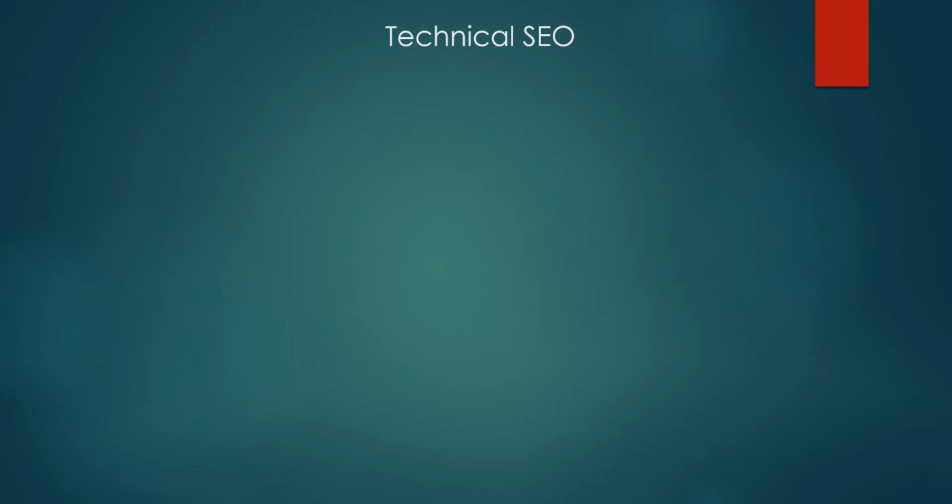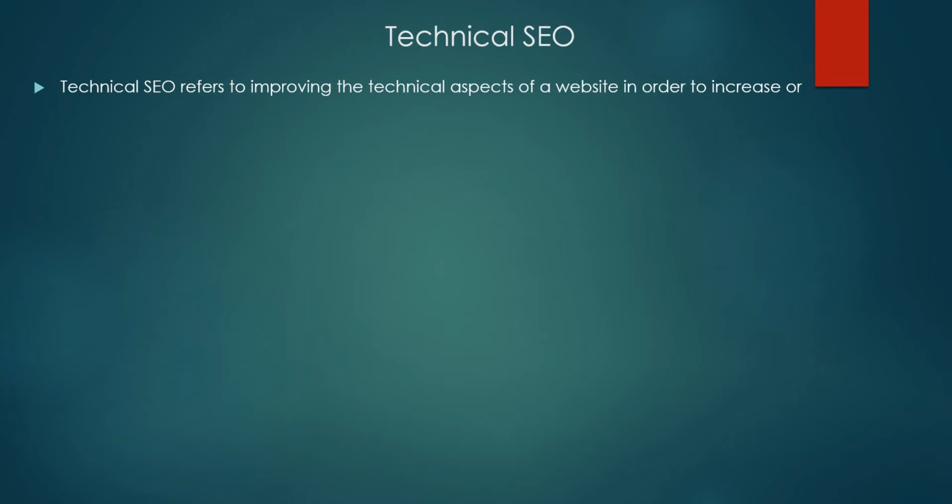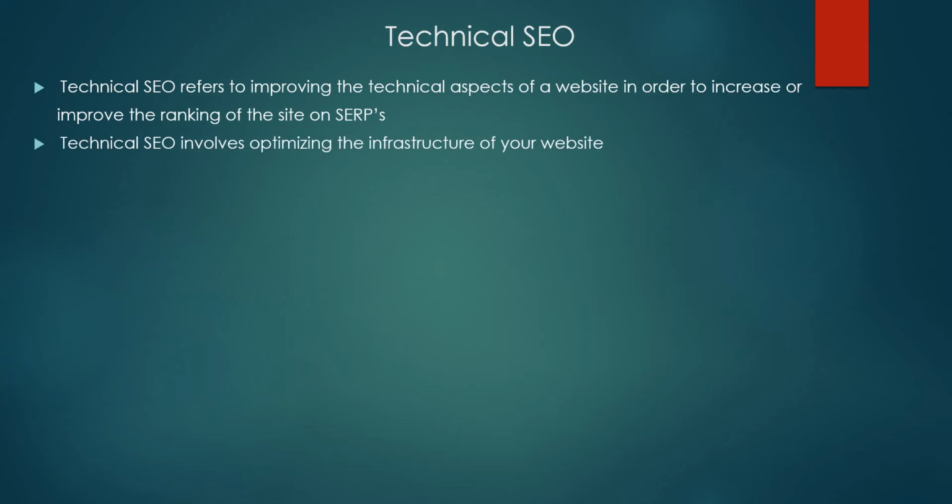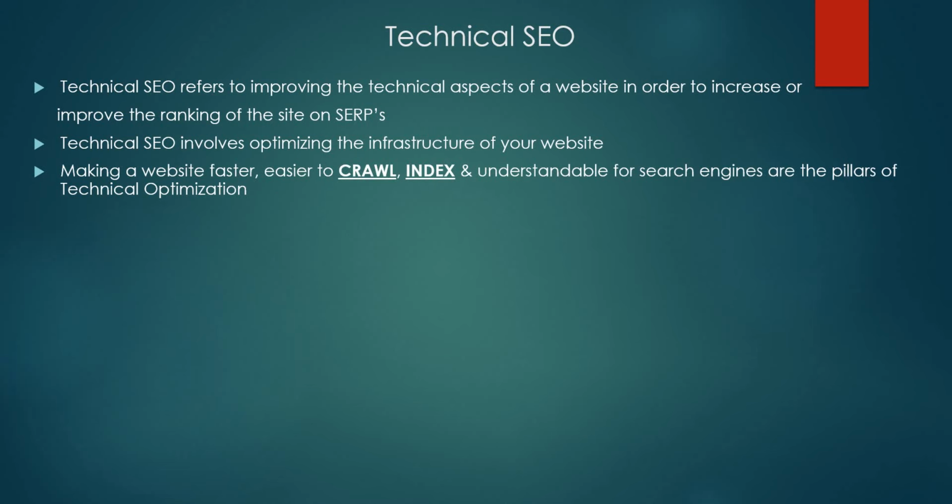Now finally, technical SEO, which is the subject of this course. Now technical SEO refers to improving the technical aspects of a website in order to increase or improve the ranking of the site on search engine result pages. So this is the technical aspects, whatever you do on your website. It includes optimizing the infrastructure of your website. So basically, whatever infrastructure you have with your website, you need to fix it. You need to make sure that it is up to date. So making a website faster, easier to crawl, index, and understandable for search engine are the pillars of technical SEO.